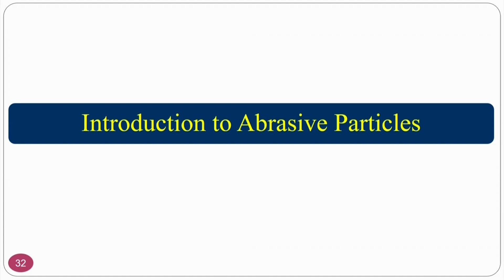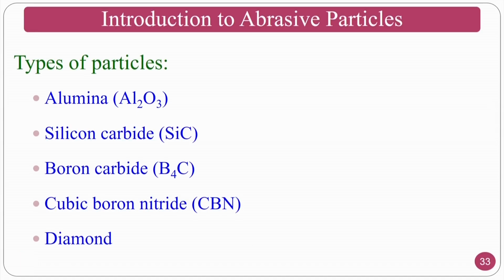Now I am moving to the introduction to the abrasive particles, because this particular course completely deals with abrasive particles. So, you should know what an abrasive particle is, and how you can measure the size, shape and other things. Various abrasive particles are commonly available across the globe, and particularly in India. You can go for alumina, silicon carbide, boron carbide, cubic boron nitride particles and diamond particles. Okay. So the hardest particles are diamond particles.